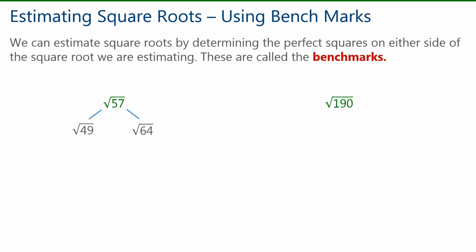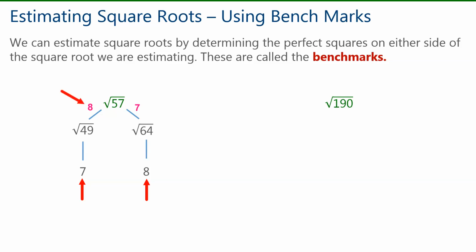If I count between 49 and 57, I know that there are 8 numbers in between. And if I count from 57 up to 64, I know that there are 7 numbers in between. So the square root of 49 is 7, and the square root of 64 is 8. And if I have to estimate in between 7 and 8, I can use these guides that I placed up here on the top to determine whereabouts the square root of 57 would fall.